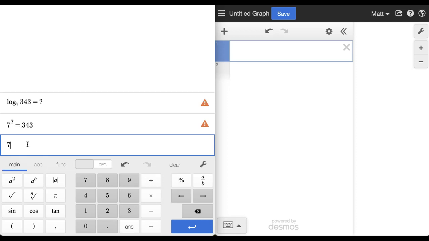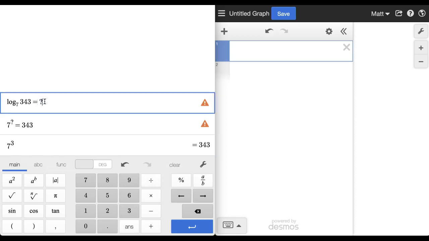And then we just have to test it, right? So 7 squared is 49. 7 to the power of 3 is 343. So our answer should just be 3, right? All of this will simplify to a 3.